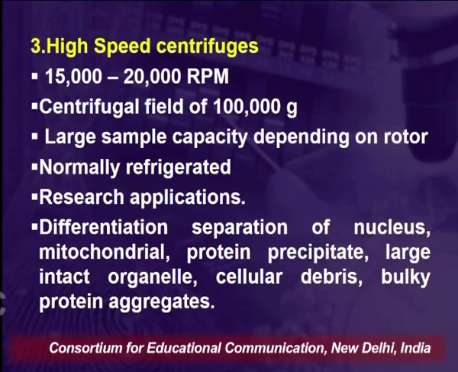Now, the third type is high speed centrifuges. When we say high speed, the speed is around 15,000 to 20,000 revolutions per minute. The centrifugal field is around 1 lakh G, with a large sample capacity depending upon the rotor.